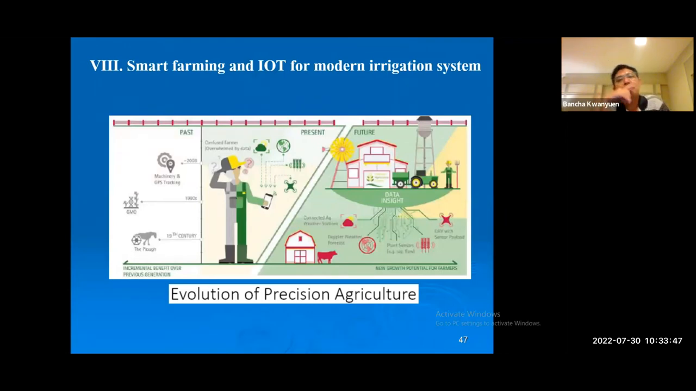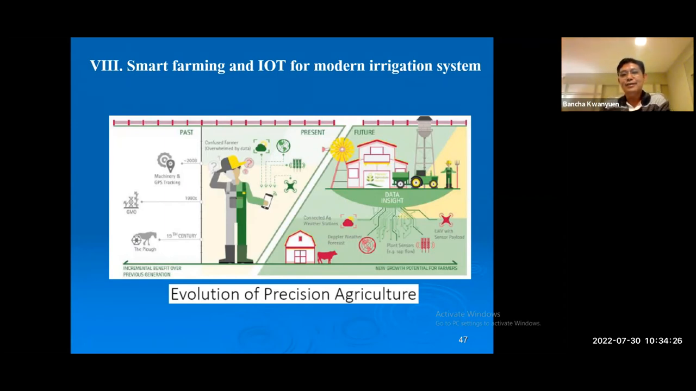Okay. So the last topic you discussed yesterday or the day before was smart farming, and also the use of IoT for the modern irrigation system. Somebody can call it the evolution of precision agriculture. In the past, people used animal power, and then you started to use more machinery. And now today you use more drones and more satellites.